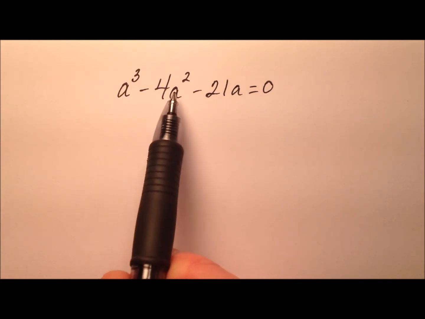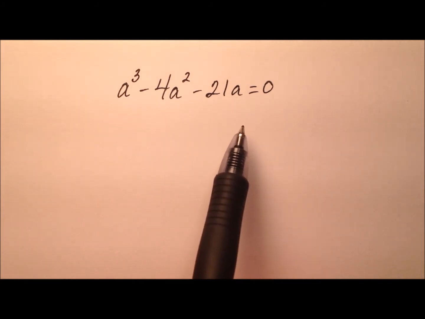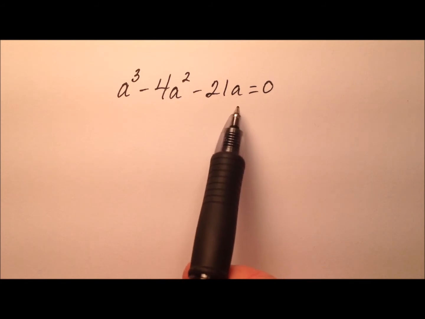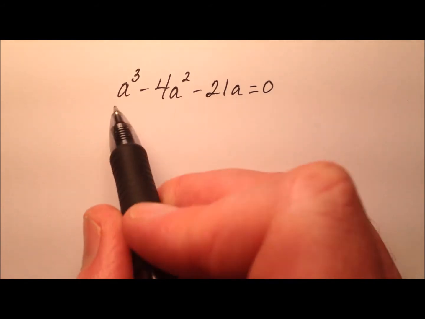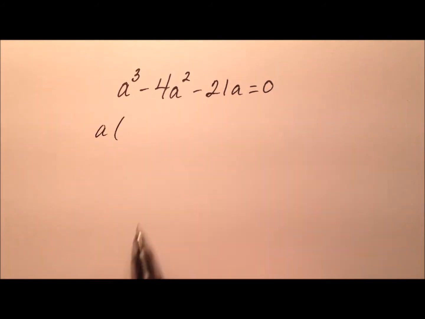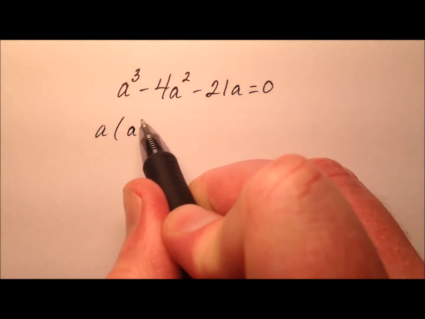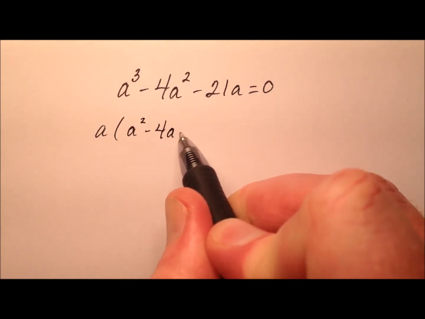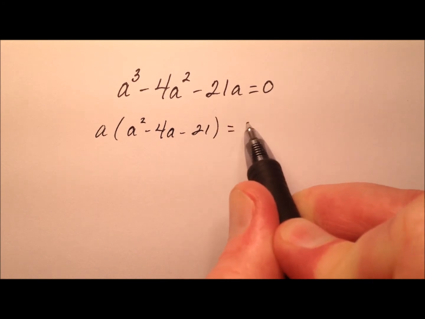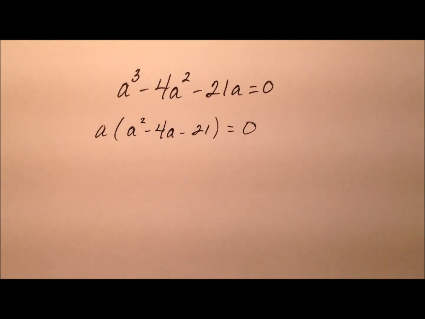Well, the first thing for factoring is we always look for a greatest common factor that can come out to begin with. And it looks like all these terms have a's. So let's go ahead and factor an a out. So I'll be left with a squared minus 4a minus 21, and that'll equal 0.